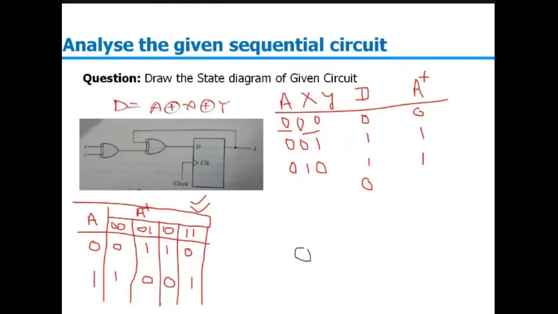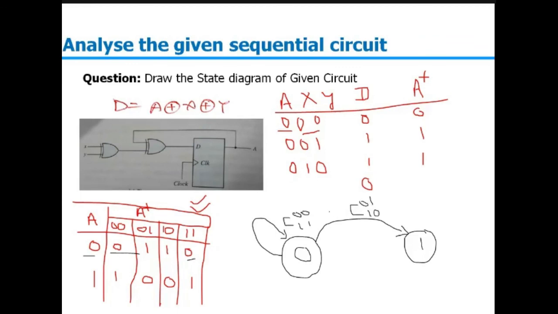So we have only 2 states, 0 and 1. You are in the 0 state and you will stay in 0 only when XY is 0, 0 or XY is 1, 1. For these two combinations, you will be in the same state only. You go from 0 into the 1 state when you have 0, 1 and 1, 0, because here we have the combination of values.